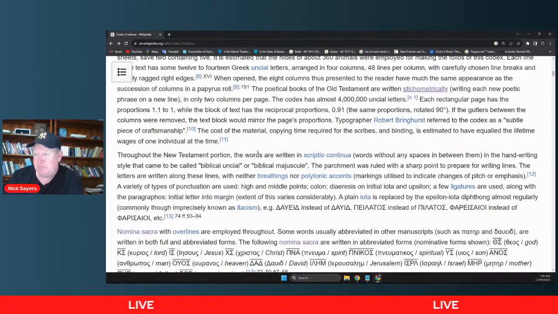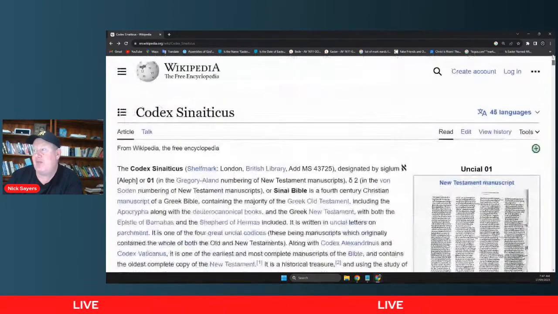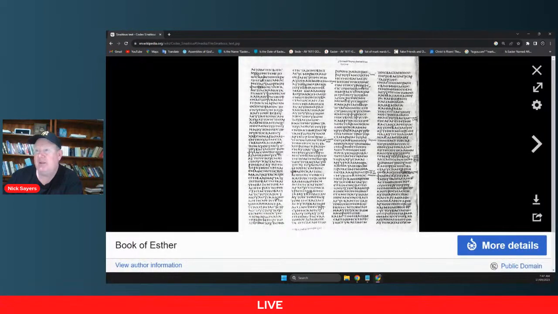Throughout the New Testament portion, the words are written in scriptio continua, words without any spaces between them. And so what we mean by that is, if you look at this picture here, you notice that it just looks like someone's writing the alphabet down. And so oftentimes it's up to you to go through and put a line between words in your mind. So you're reading through and you're like, okay, that's the end of one word, the beginning of another. Someone fluent in Greek can do this, just as someone fluent in English could probably do this.